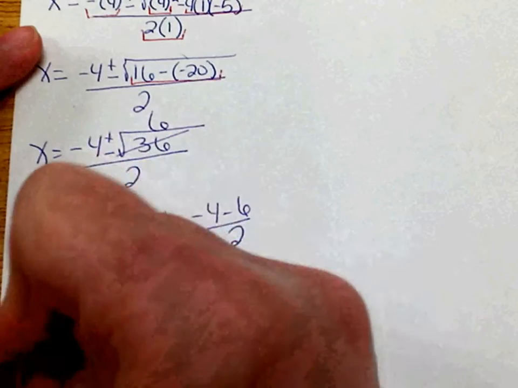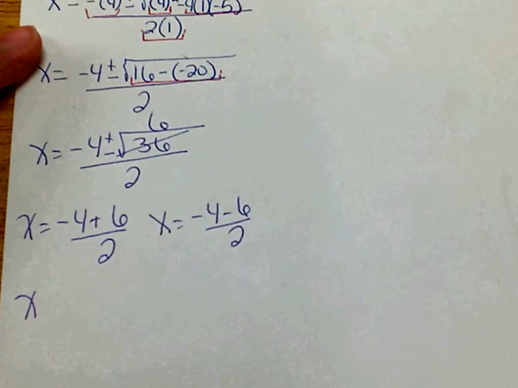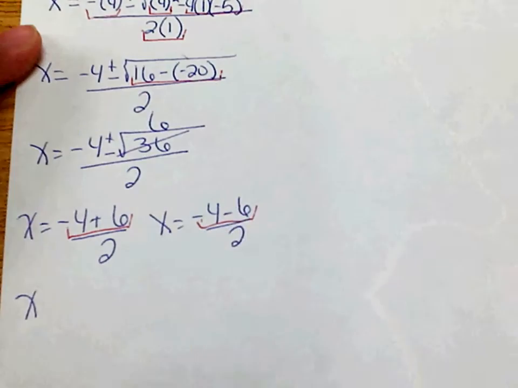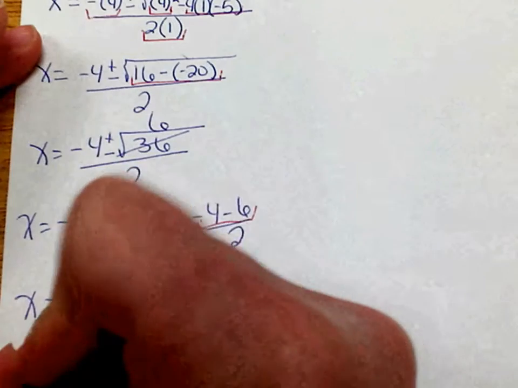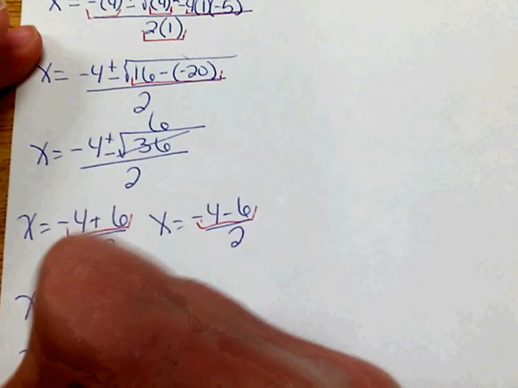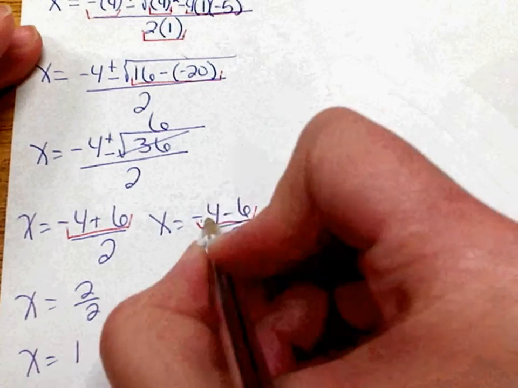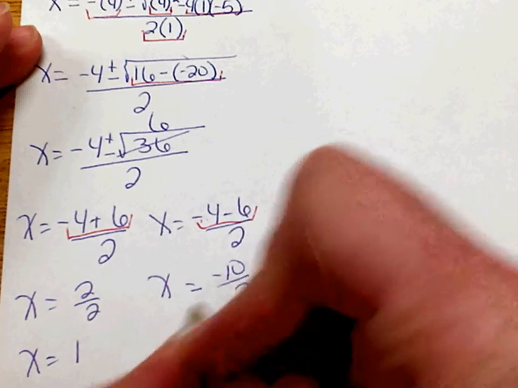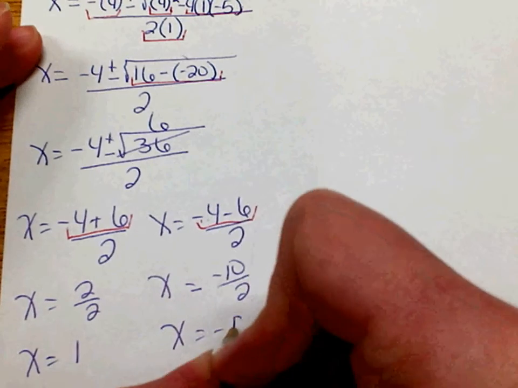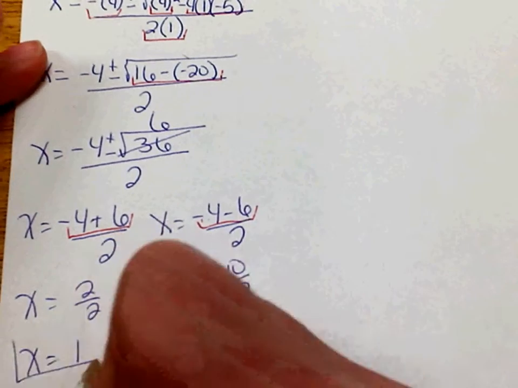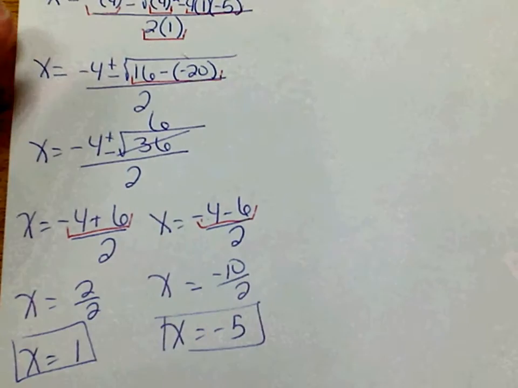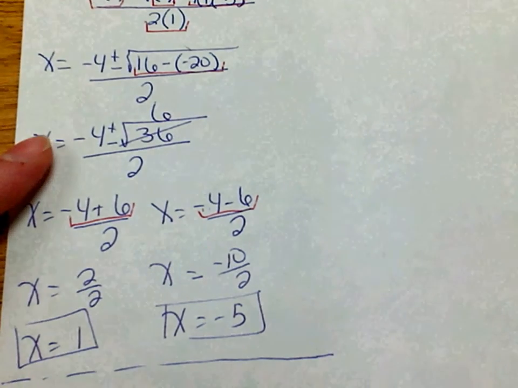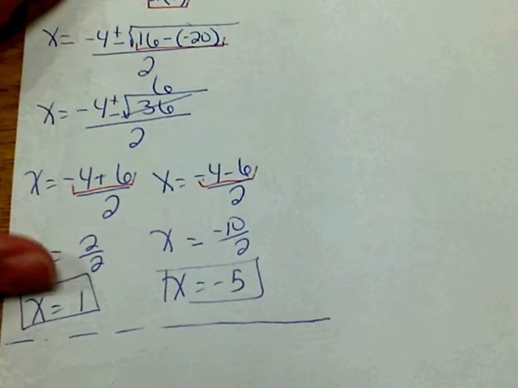So here, if I do negative 4 plus 6, I'm just simplifying this part right here. Negative 4 plus 6 is 2 divided by 2, so x equals 1. And then we have negative 4 minus 6. I've got negative 10 divided by 2, and so I've got x equals negative 5. So I have 2 different answers here. So now I'm just going to draw a little line here. I'm done with my quadratic formula. I'm going to now try factoring.